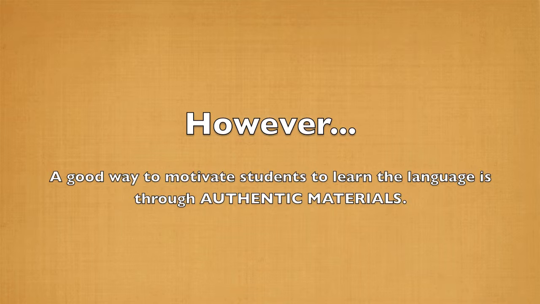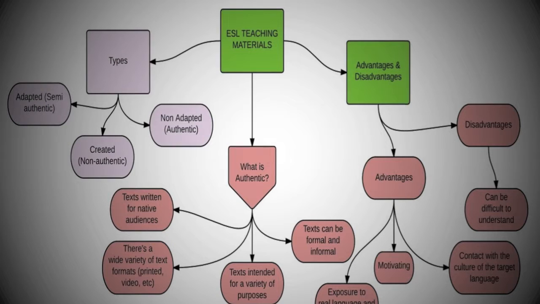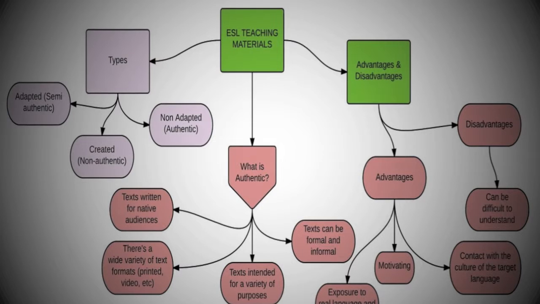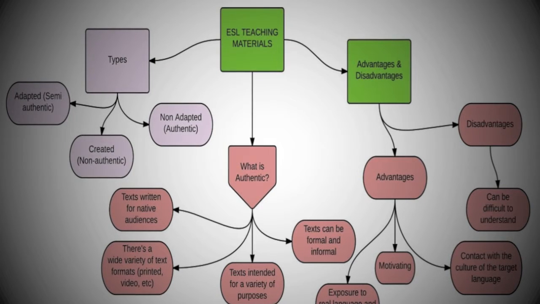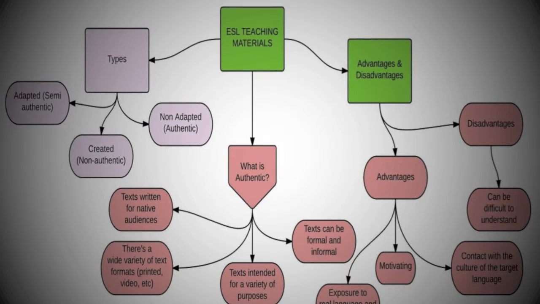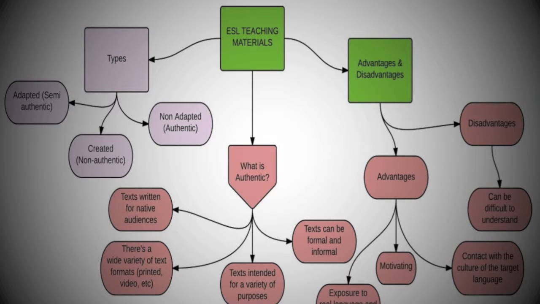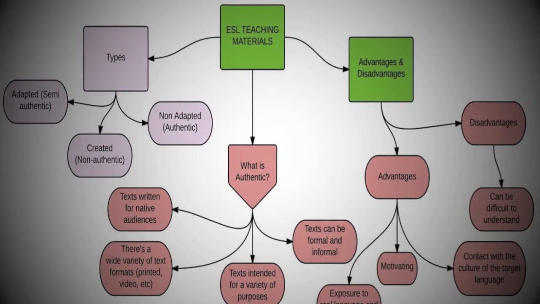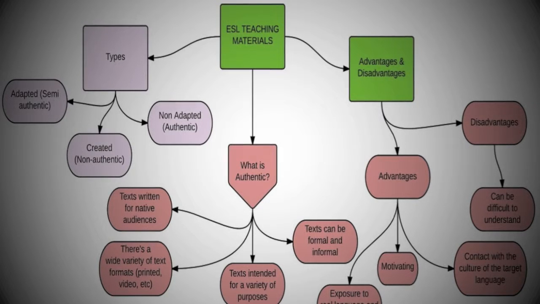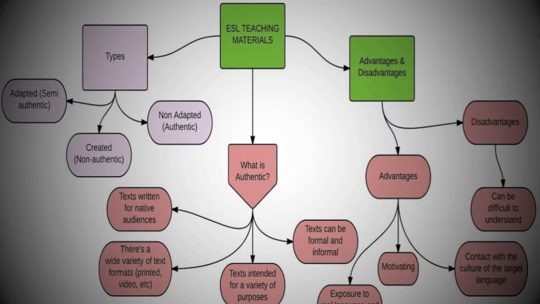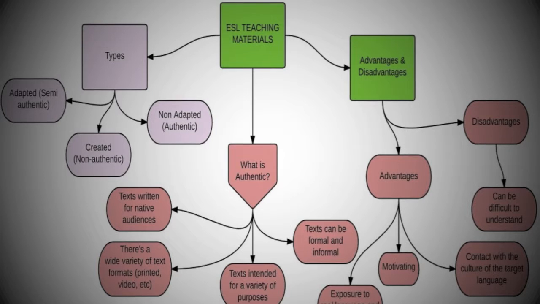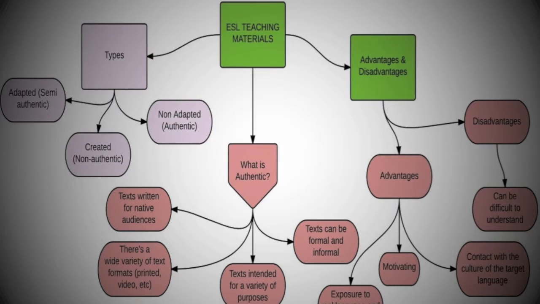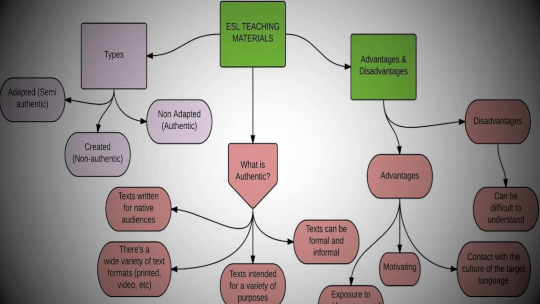But what are authentic materials? We find different kinds of materials when we're teaching. For example, we find the created, which are considered non-authentic materials, the adapted, which can be called semi-authentic, and the non-adapted, in this case, the authentic materials. In this case, authentic materials are texts written for native audiences.